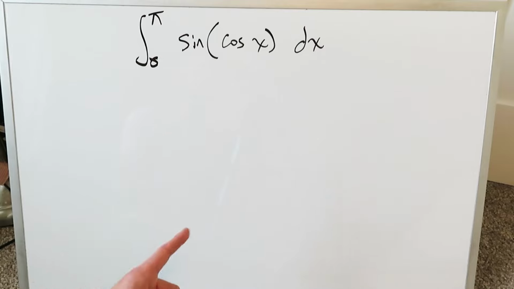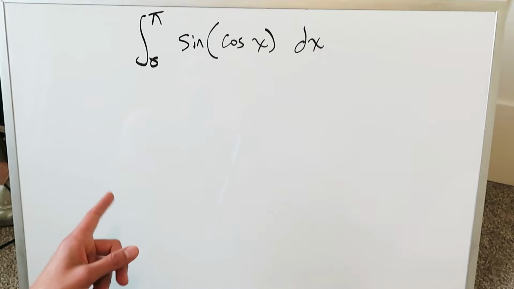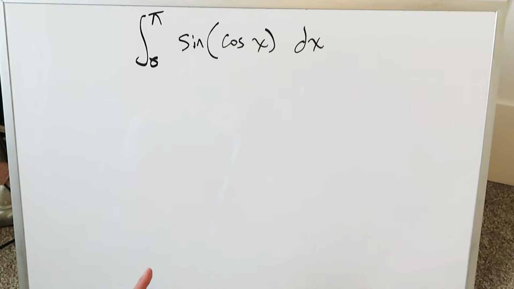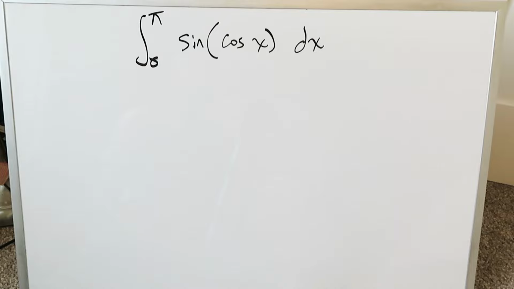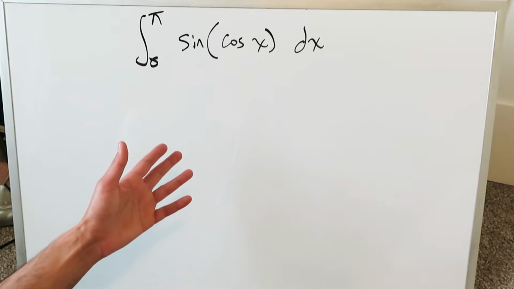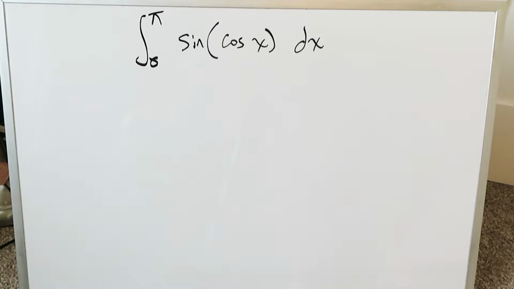Sine of cosine x, dx, lower limit 0, upper limit pi. You have to integrate this. The problem is that when you want to integrate it, it is one of those integrands for which there is no antiderivative available. You couldn't use techniques like u-substitution or trigonometric substitution. None of those will work. Therefore, you have to come up with another way.